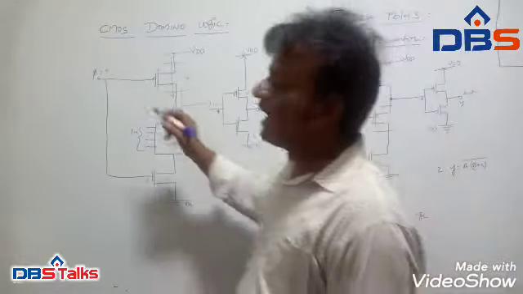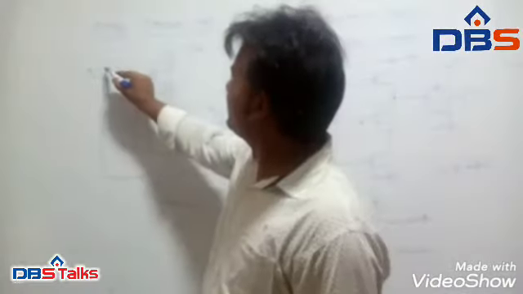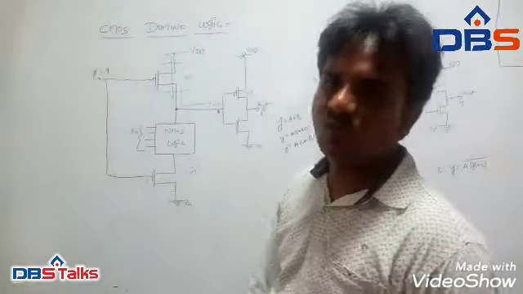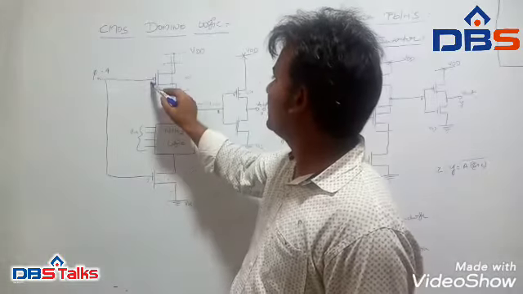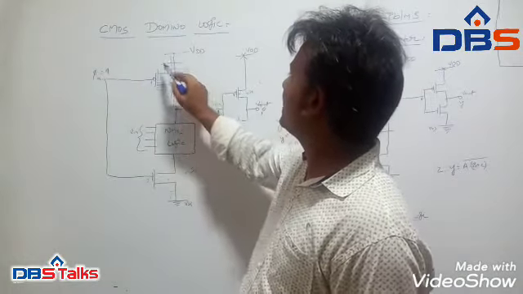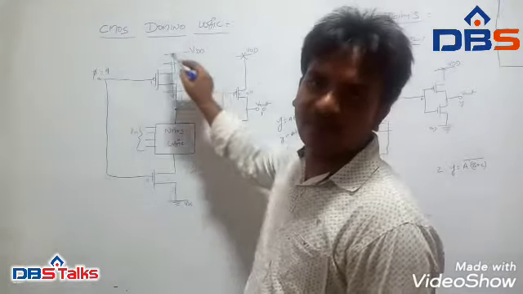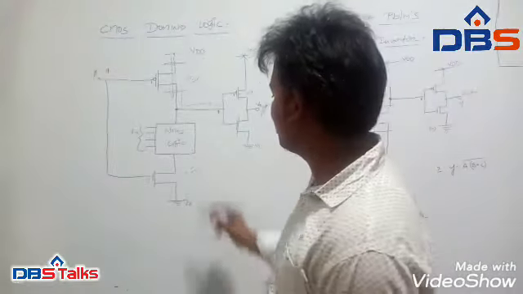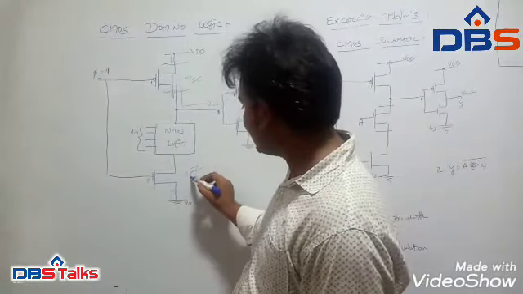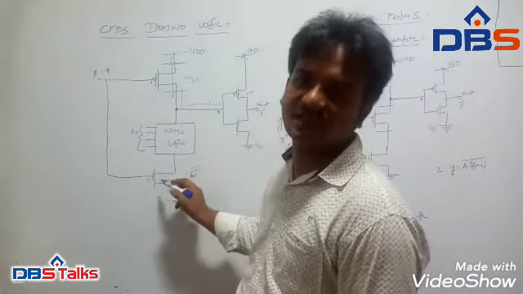Next, case 2 is if the input is high, if the input is 1. For that input, this will be an off switch, so it acts as an open switch, and the PMOS transistor will be off, and the NMOS transistor will be on.